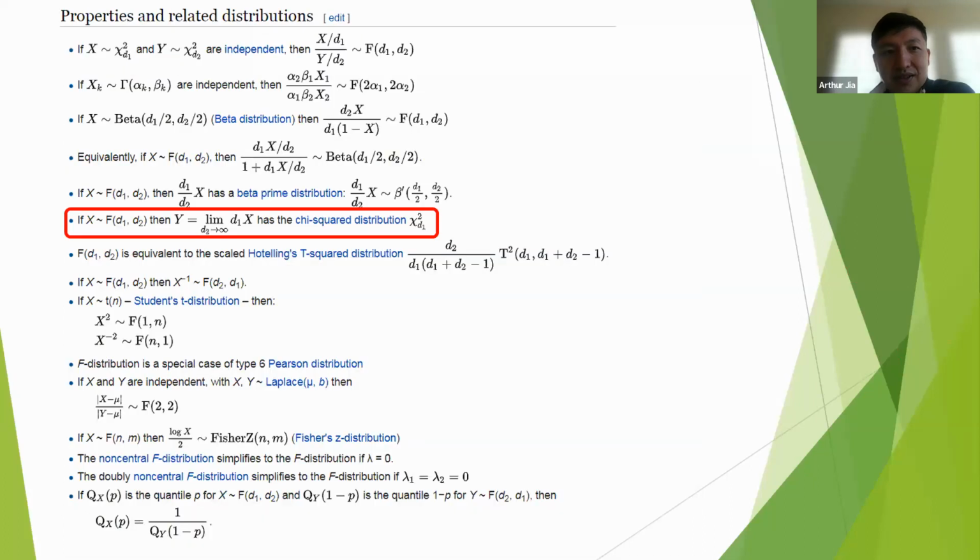Okay, very good. And this is some information I took from the Wikipedia page showing the properties of the F distribution or the chi-square and the relationship between the chi-square distribution and the F distribution.